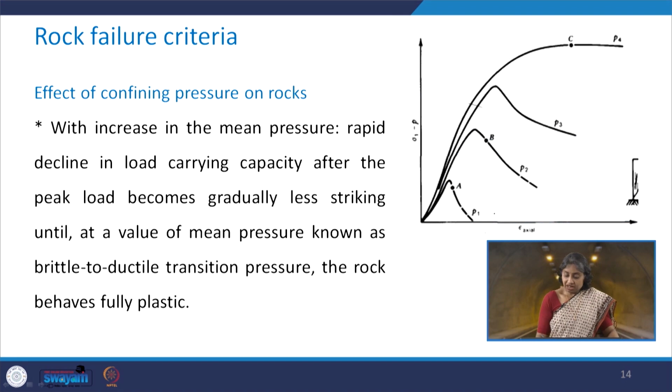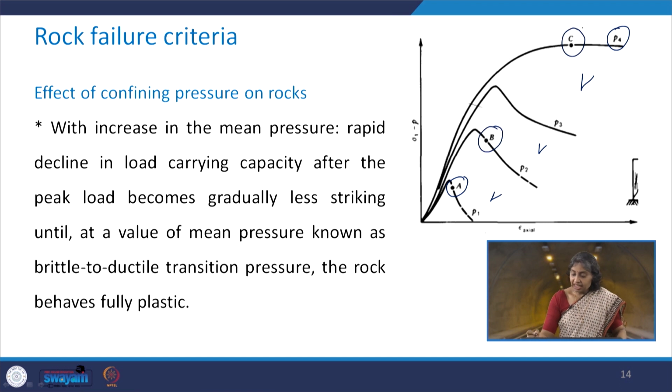You see here that the various stress-strain relationships have been shown under different values of confining pressure. Here this is P1 which is less than P2, which is less than P3, and P3 is less than P4. Please note down these 3 points A, B and C, and I will explain why I ask you to focus on these points.